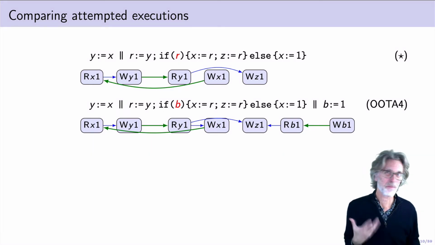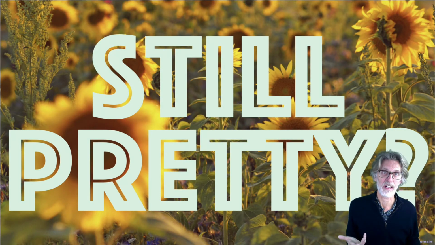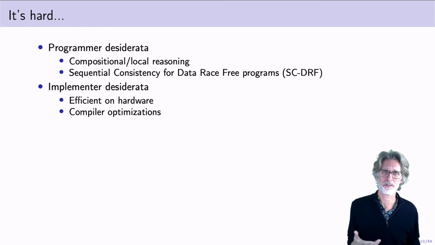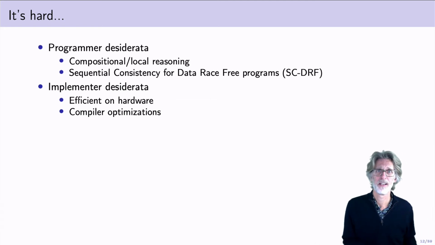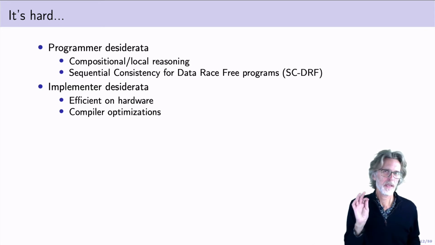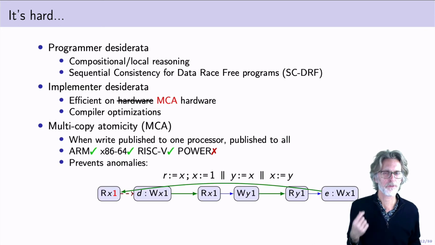I expect some purists will throw up their hands in horror at this point, but it turns out that this problem is hard. We're trying to satisfy programmers who want compositional and local reasoning, as well as implementers who want efficiency on hardware. And these turn out to be difficult to get right. In this paper, we only make one real sacrifice, which is that we're going to focus on MCA hardware. That means that when a write is published to one processor, it's going to be published to all of them. And this is the case for ARM, for x86, for RISC, but not for the power processors.